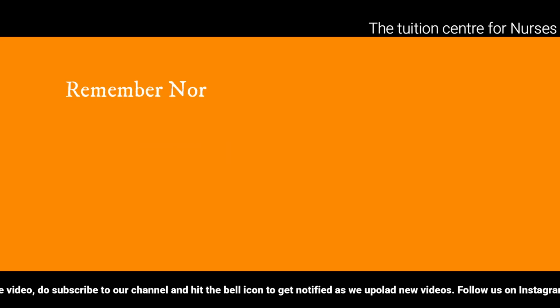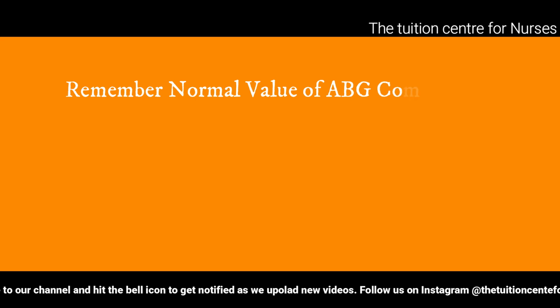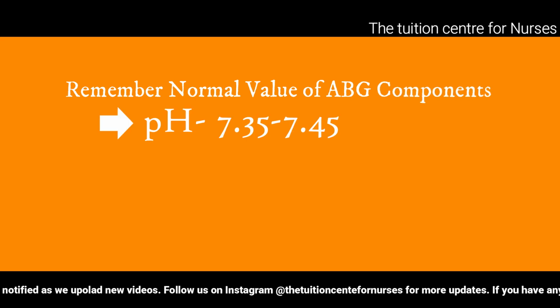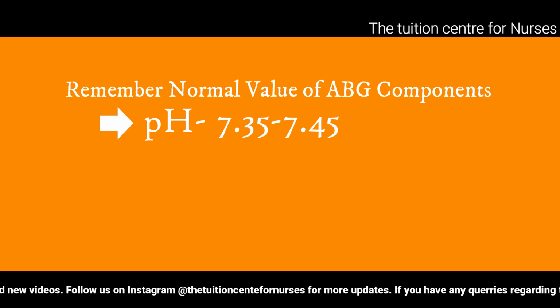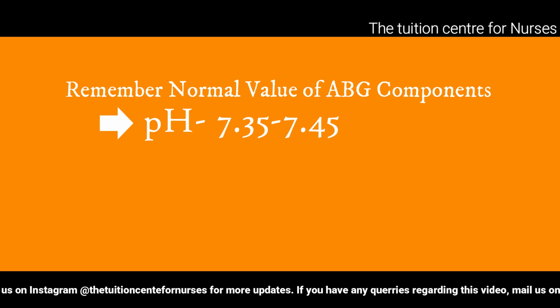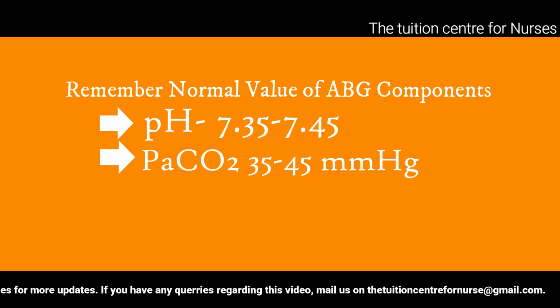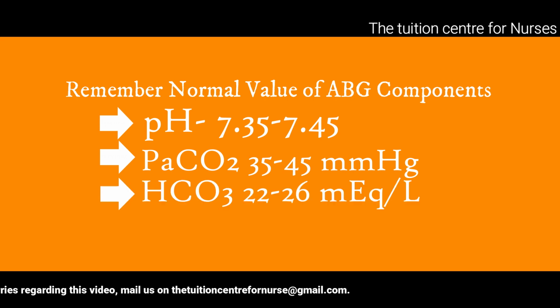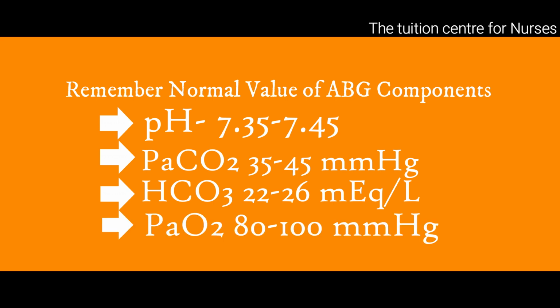Before doing analysis of ABG, you must know the normal values of ABG components, which are the pH. pH should be normally between 7.35 to 7.45. Next is the PaCO2. The normal range should be between 35 to 45 mm of Hg. Next component is HCO3, which should be between 22 to 26 milliequivalent per liter. And the last component, which is PaO2, should be between 80 to 100 mm of Hg.